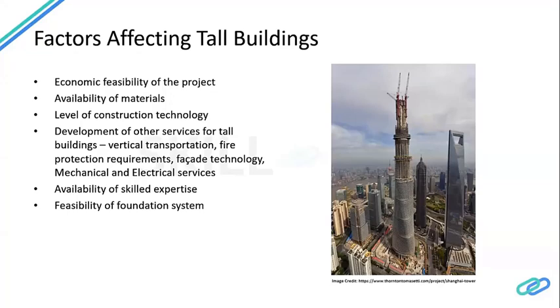And the fourth one is, it's not only about structural design for a tall building. You also need to have good lifts, which is the vertical transportation. So you should have high-speed lifts to transport people across this building. You should have required fire protection services to ensure that the building is not burnt and affects people. You should have a good facade technology, and you should also have proper mechanical and electrical services. So all of these coming together becomes factors for deciding if a tall building can be constructed or not.